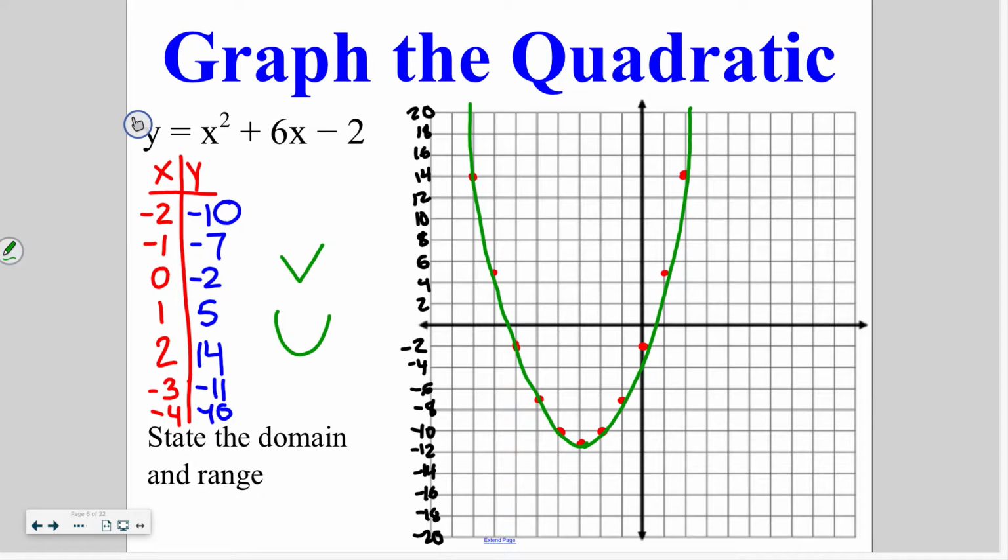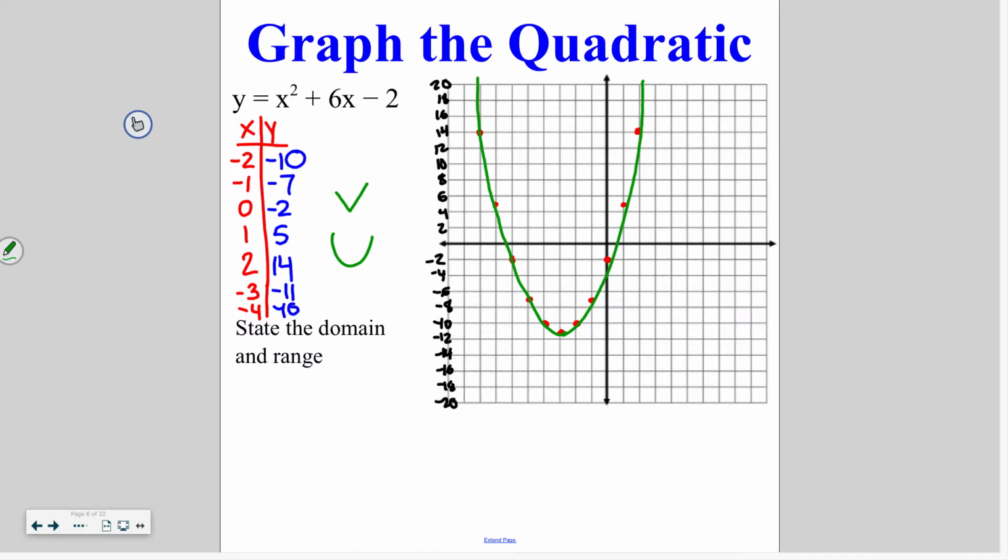Last thing we need to do is state the domain and range. If you recall, the domain is all of our x values. So this is any numbers that we can plug in for x. Since we can plug in anything for x, we're going to call this all reals, or you can use the shorthand abbreviation of a capital R with a line through it. Either of those are acceptable.